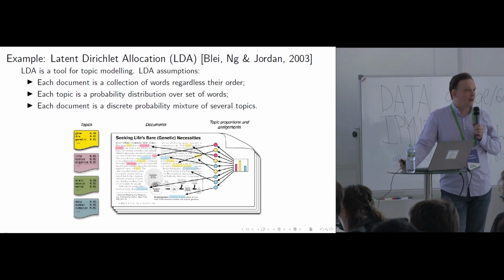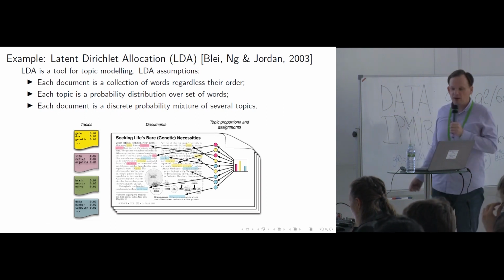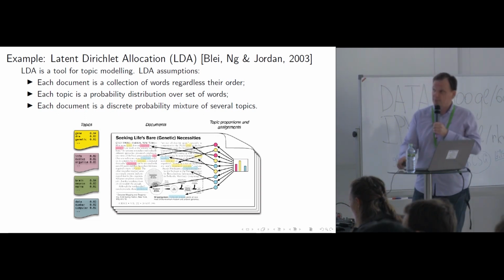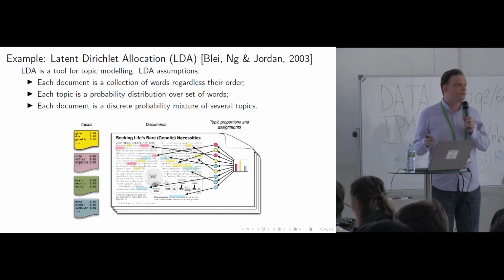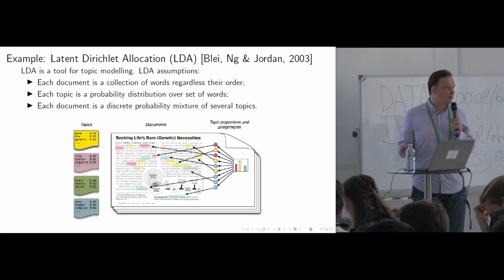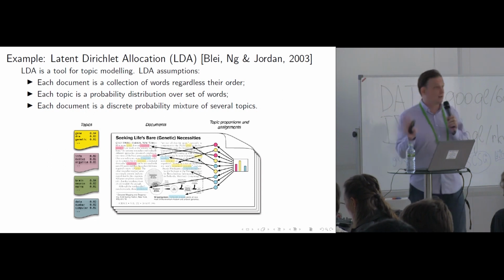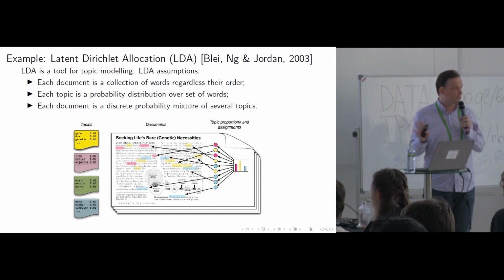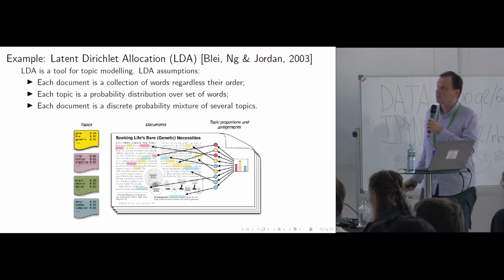In this setting, we have a collection of documents, a collection of text, and we want to describe them in terms of topics, which topics are covered by each document. In the simple case, the LDA model makes the following assumptions about our text collection. The first assumption is the so-called bag of words assumption. We just say that each document is a collection of words, regardless of their order in the sequence. So just a bunch of words.